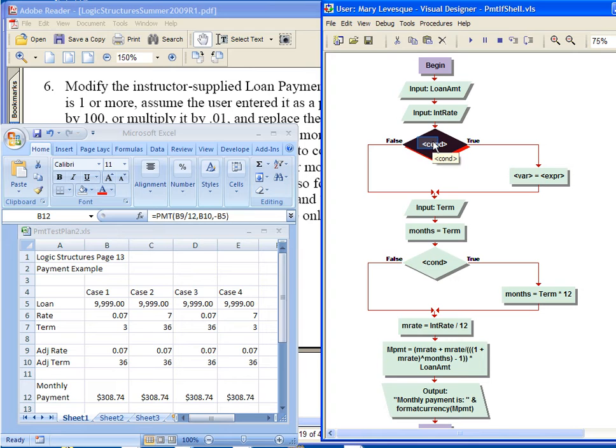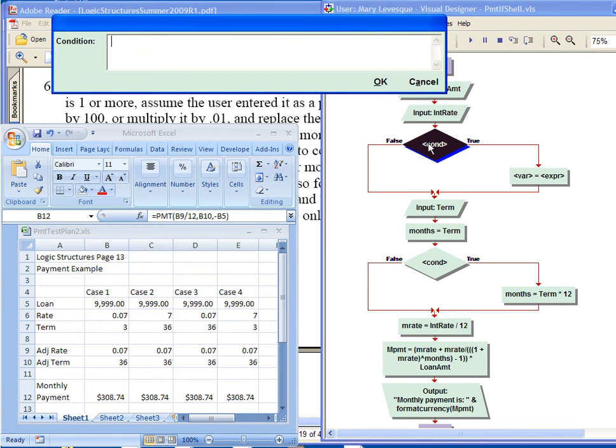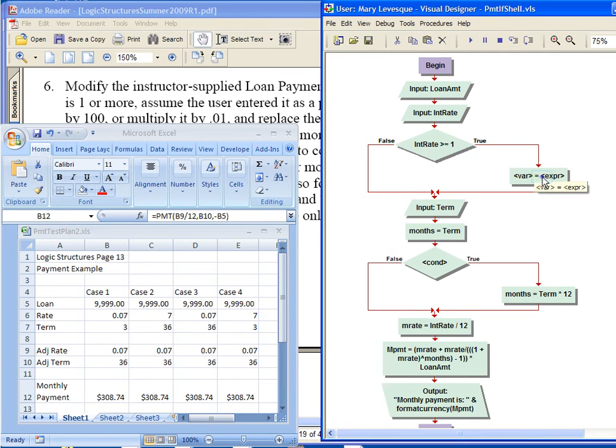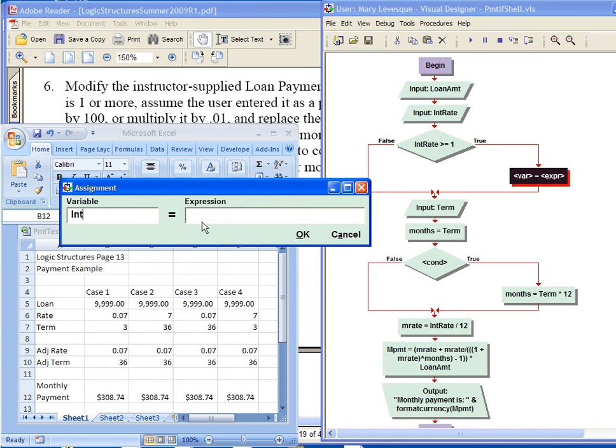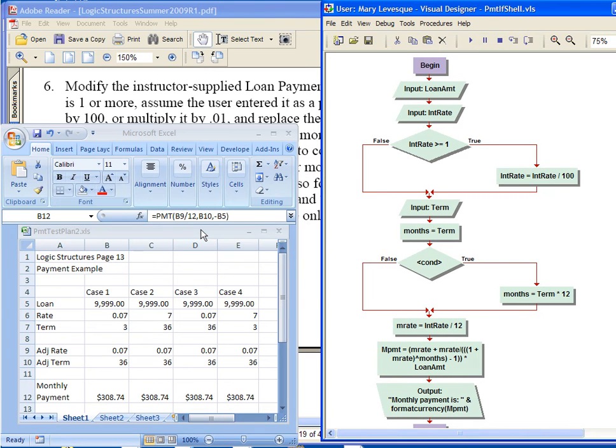We're back. First one was on the interest rate. Greater than or equal to 1. Interest rate equals itself divided by 100. Okay, then we input the term and put it in the field months.